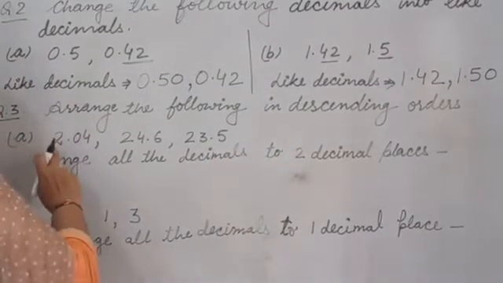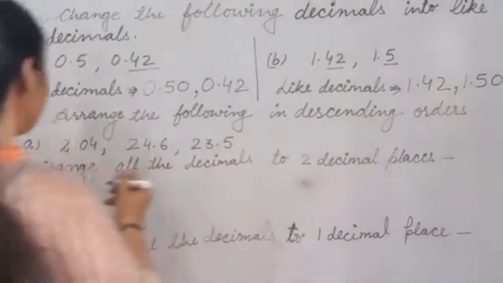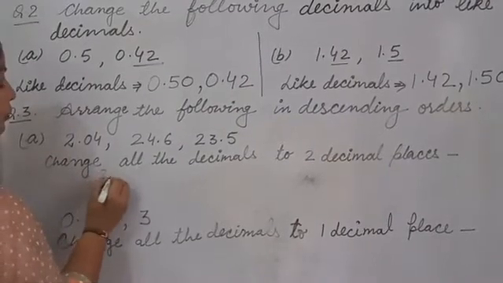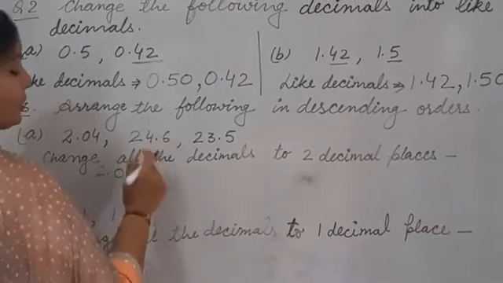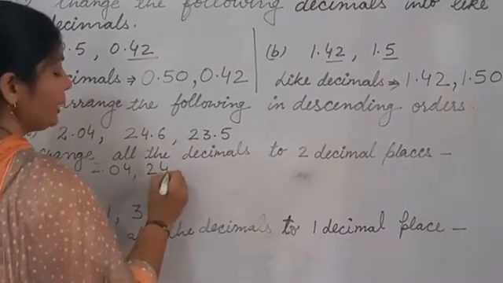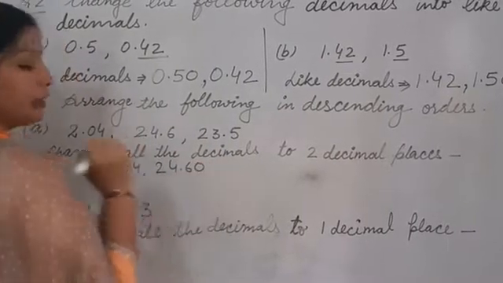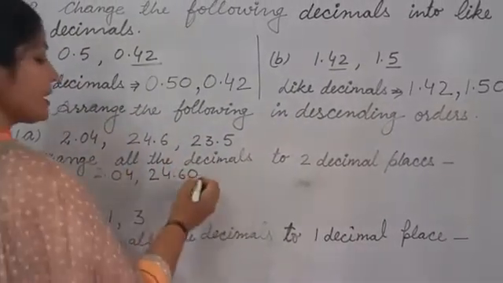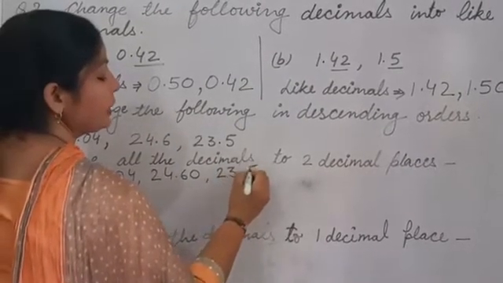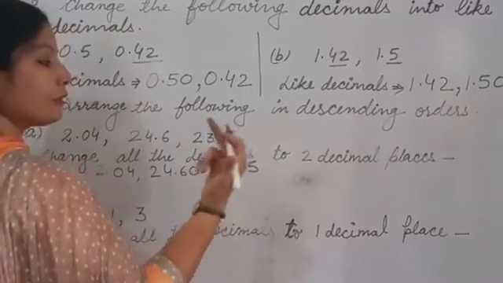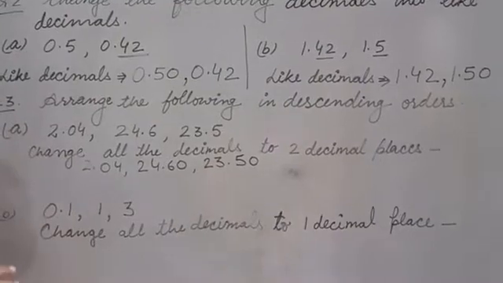Okay. So first, 2.04. It will remain the same, 2.04. Then we have 24.6. 1 place is there. So for making 2 places we will add a 0 here. Okay. Now next is 23.5. There is only 1 place. So there also we will make 2 places. So there also we will add 0. Now we can compare easily.